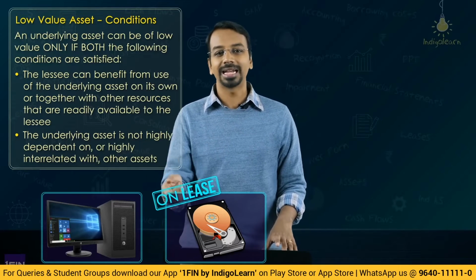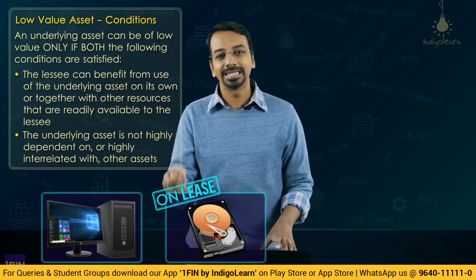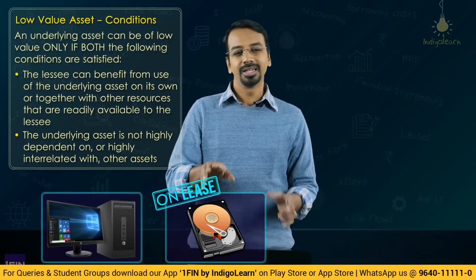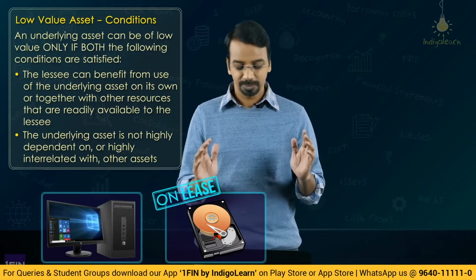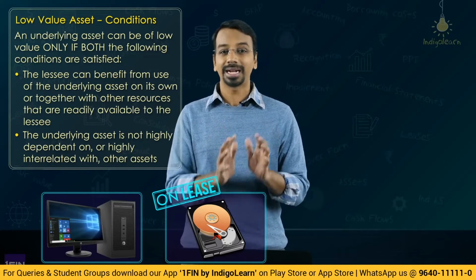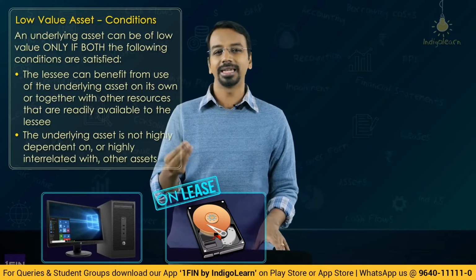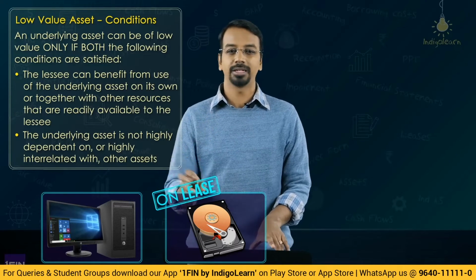So hard disk in that case will not fall under the exemption criteria of low value assets. Sounds somehow weird, but that is how the conditions have been given in Ind AS 116. Now this is more for practical application. In examination they may directly mention that this is a low value item, or you may have to decide based on the value whether the exemption can be taken or not, right? So this is the aspect related to low value assets.